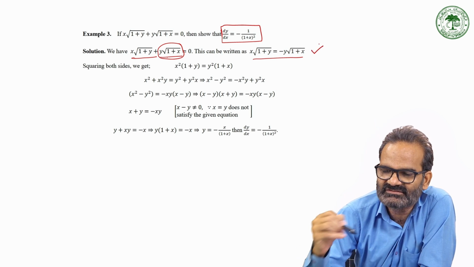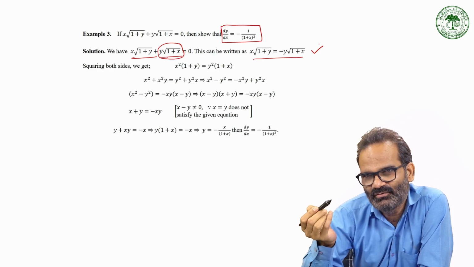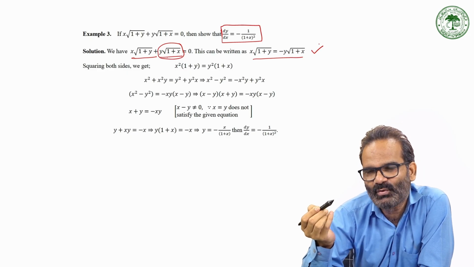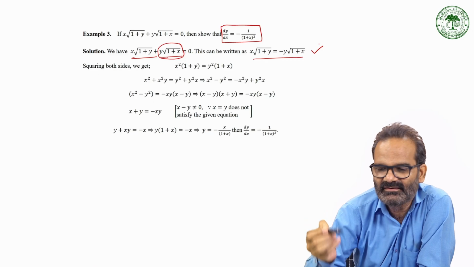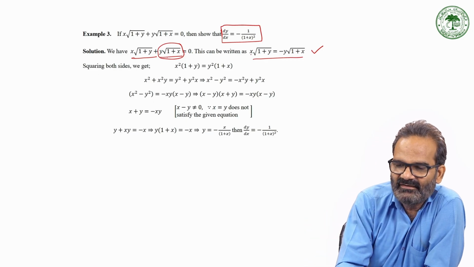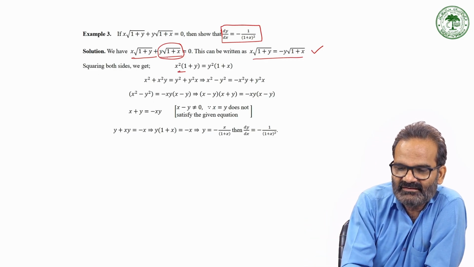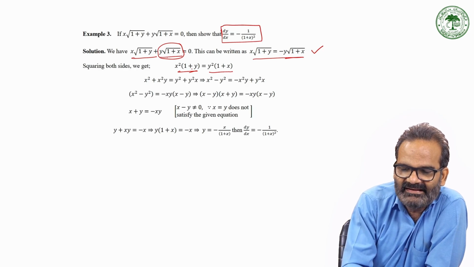Now squaring both sides. Whenever a square root is being squared, the square root is removed. So what will we get here? It will become x square times (1+y), and here y square times (1+x). Now multiply inside: x square plus x square y is equal to y square plus y square x.